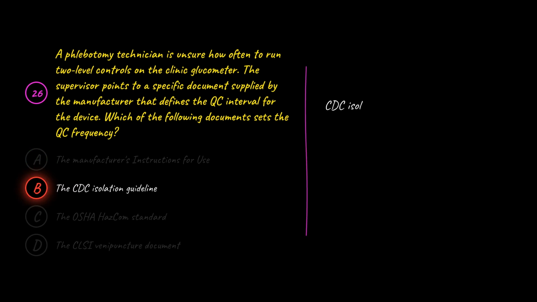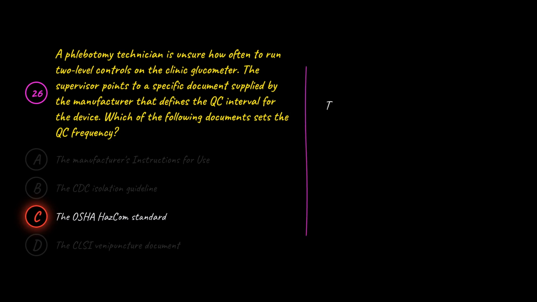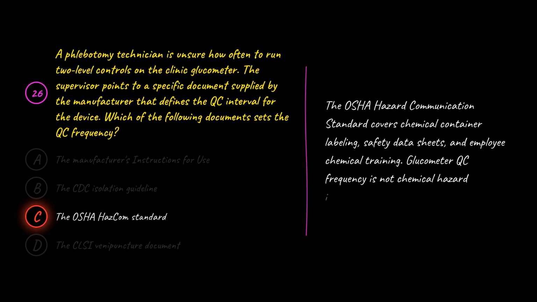B is wrong because CDC isolation guidance addresses transmission-based precautions, hand hygiene, and personal protective equipment. It does not specify glucometer QC schedules, which are device-specific and live within the manufacturer's documentation rather than infection control guidance. C is wrong because the OSHA Hazard Communication Standard covers chemical container labeling, safety data sheets, and employee chemical training. Glucometer QC frequency is not chemical hazard information, so the HAZCOM rule has no bearing on this control schedule question.